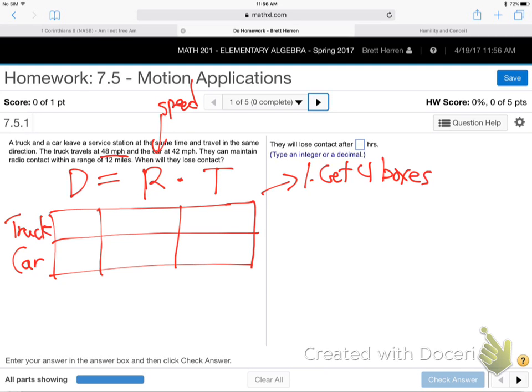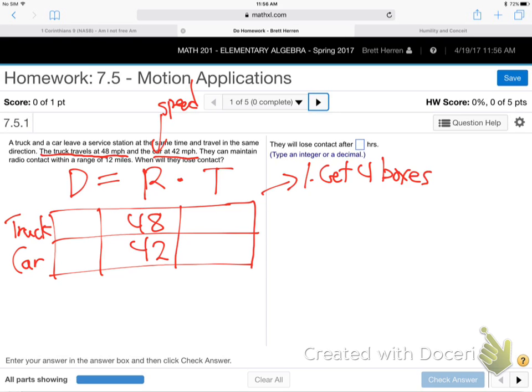So 48 miles per hour. Now, is that the speed for the truck or the speed for the car? Yeah, the truck is 48. So that goes in the truck R box. Does everybody see that? See how I'm lining up the R with the truck? 48 miles an hour there. Okay, and the car, 42 miles an hour. So that's the rate for the car. Good so far?